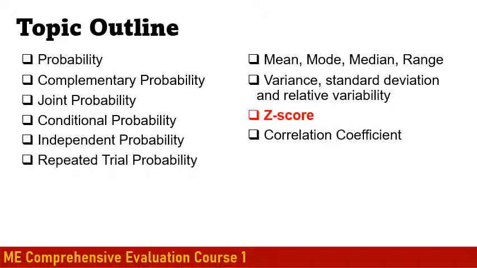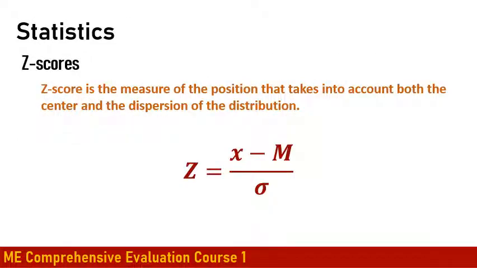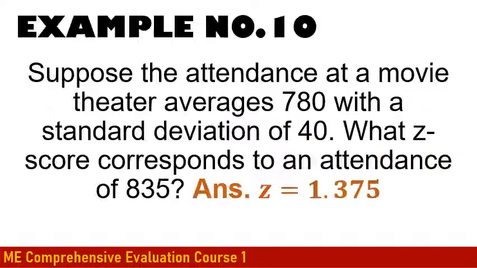Finally, we can move forward to z-score. Z-score is the measure of the position that takes into account both the center and the dispersion of a given distribution of numbers. It is defined as x minus m divided by the standard deviation. Let us have an example.